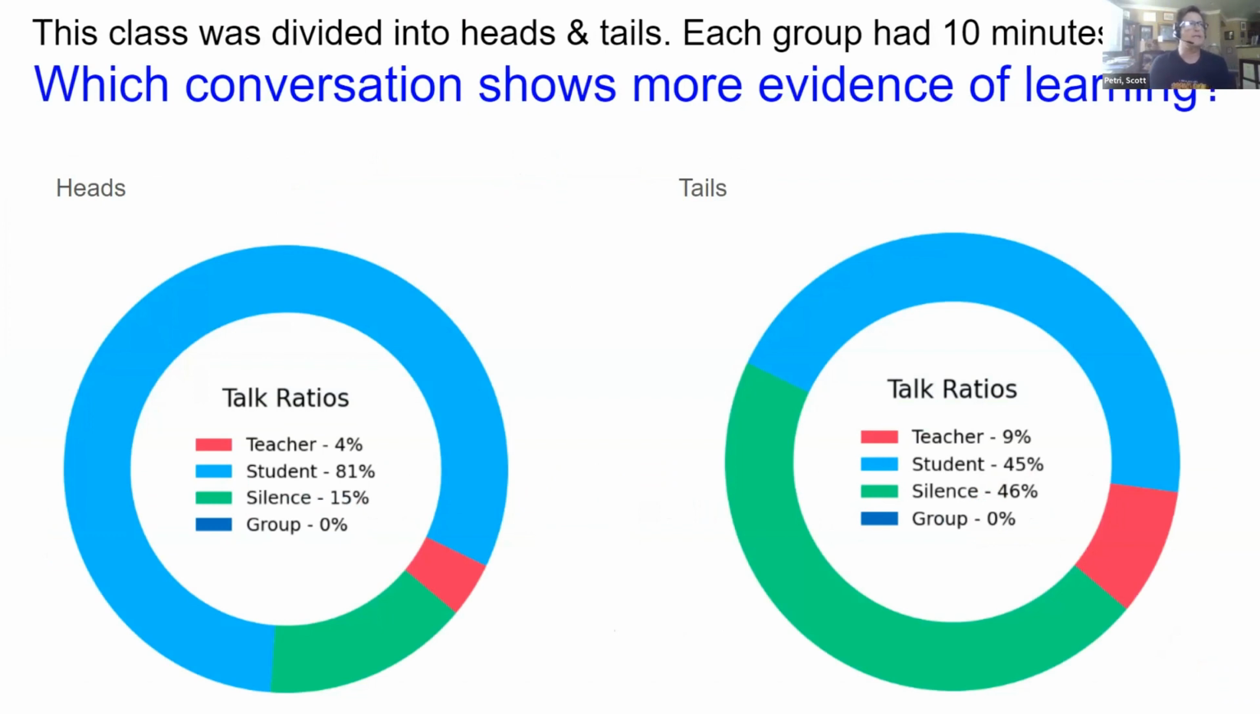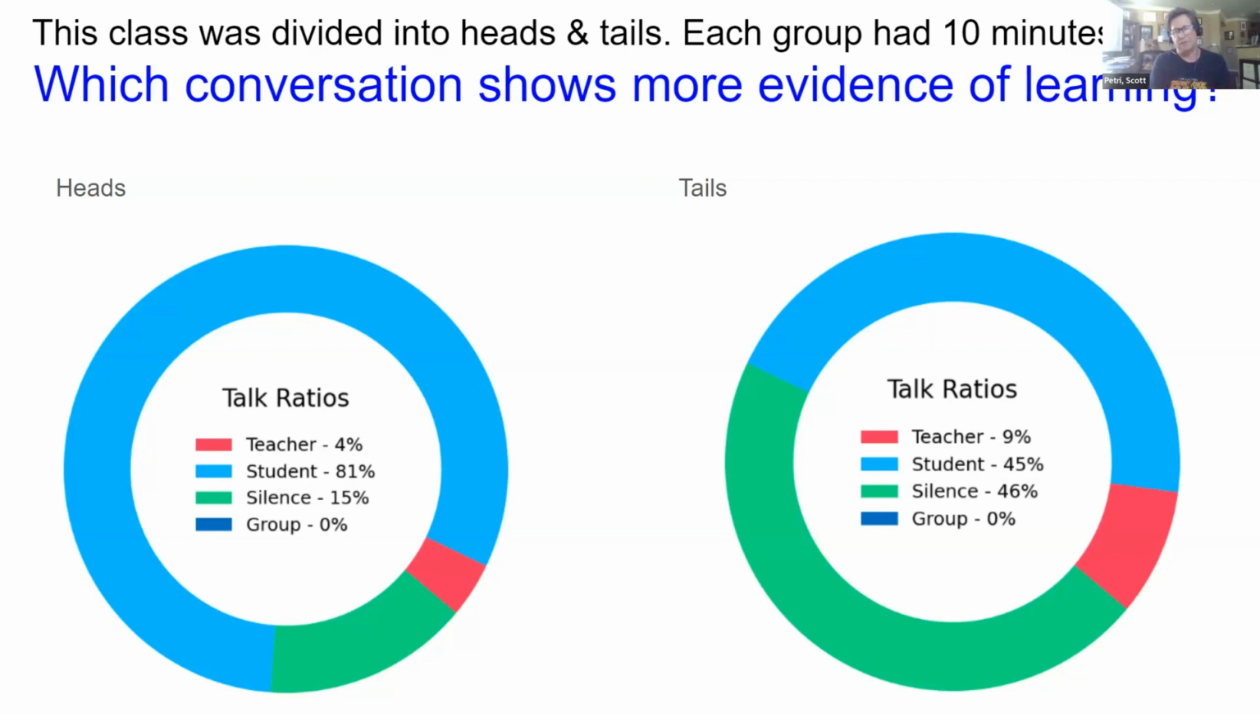You can also look at this and say, which conversation shows more evidence of learning? And boy, in the heads side, all I did for this is I said, okay, we're going to have the same conversation for 10 minutes. I separated the group into heads and tails. Heads went first, tails went second. And boy, you can look at that silence number. My heads group only had 15 minutes of awkward silence where they stared at each other. That second group, tails group, 46% silent. And I'll tell you, those are just killers for me.